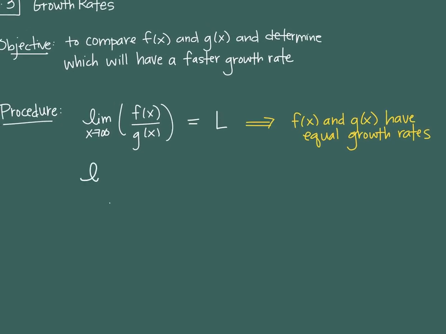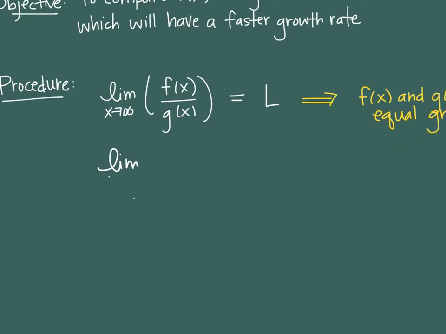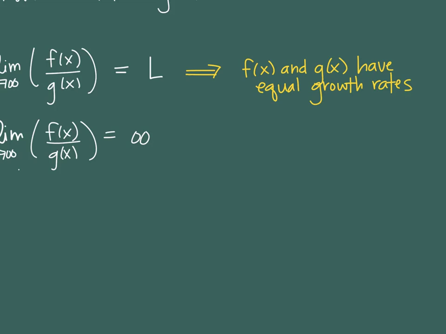What are some other scenarios? What other results could I get when I take the limit of something? I could get infinity. If I get infinity, can you deduce the implication on that? f of x isn't necessarily greater, but it has a greater growth rate. So f of x has a greater growth rate than g of x does.